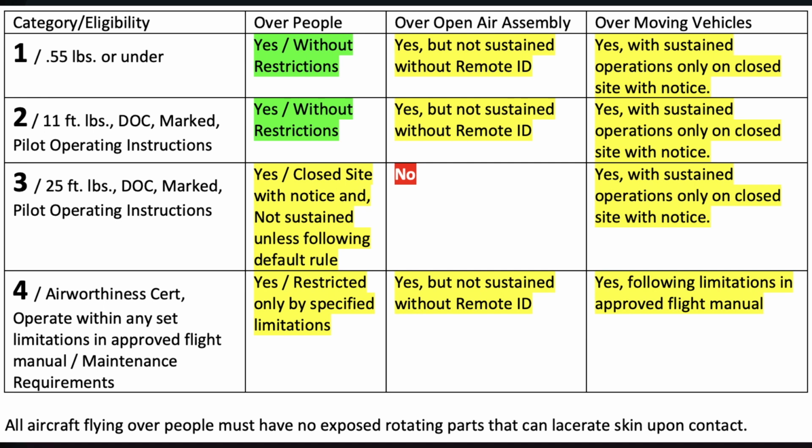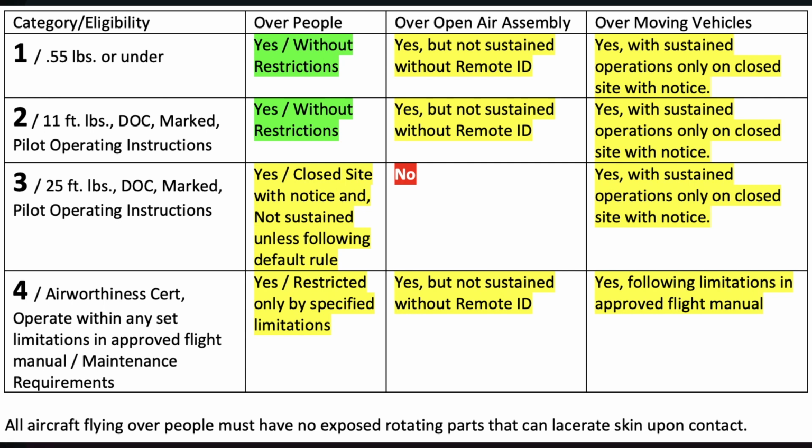Where things change a little bit is in category 3, where now the damage done to a person, if the aircraft was to strike them, would not be 25 foot-pounds of kinetic energy or greater. You would also have to have your document of compliance. The aircraft would have to be marked, and you would have to have your pilot operating instructions.